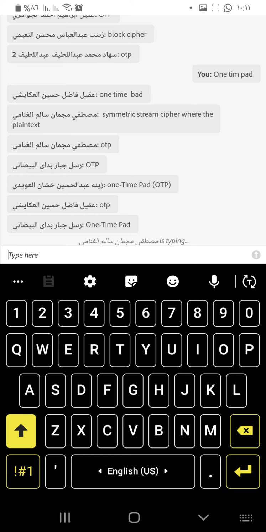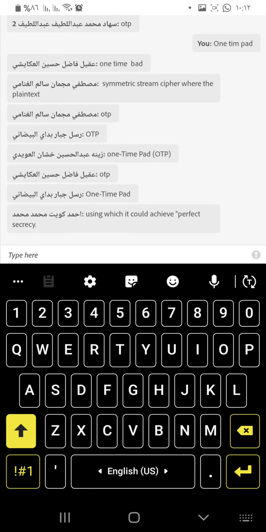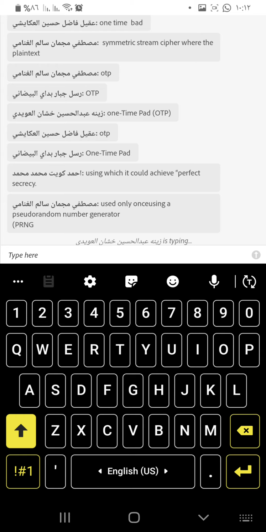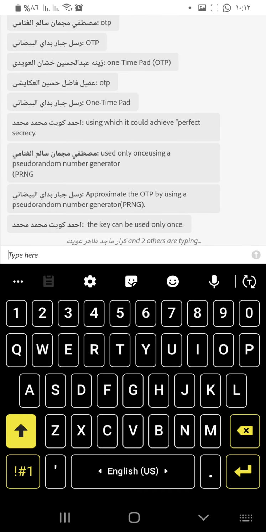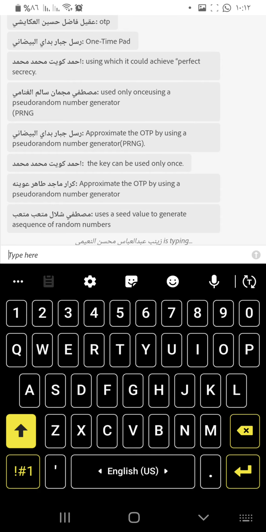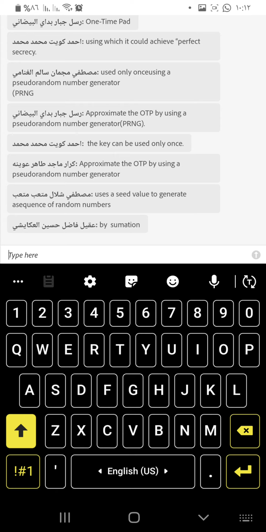There is a problem with using OTP, and that's the key distribution problem. The question is, how do the sender and receiver agree on a shared secret key? Then what is the solution to the key distribution problem in OTP? Yes, Mustafa Majma. It's using a pseudo-random number generator. That's right.